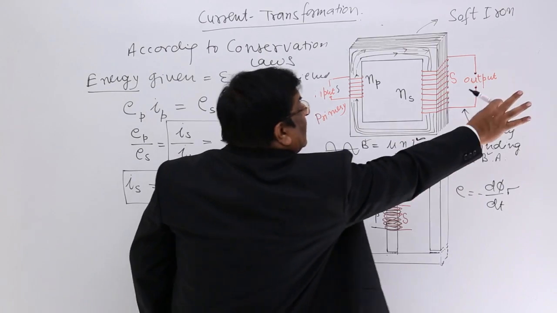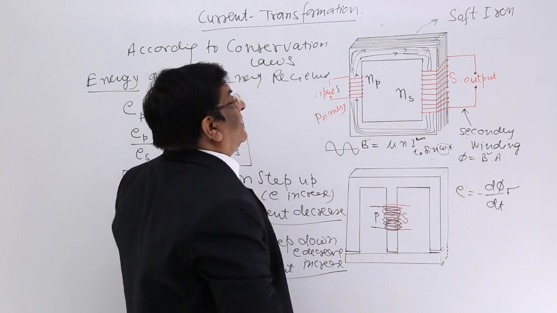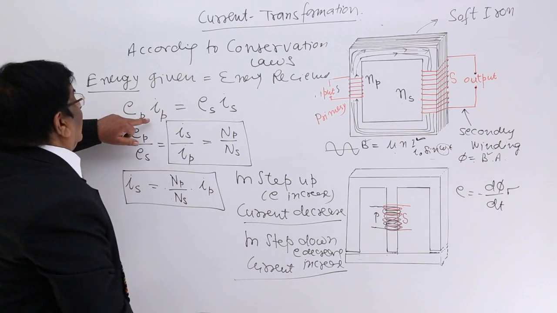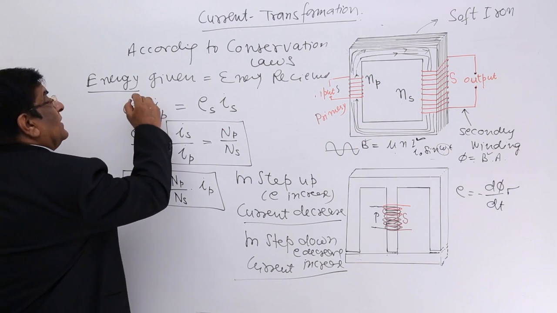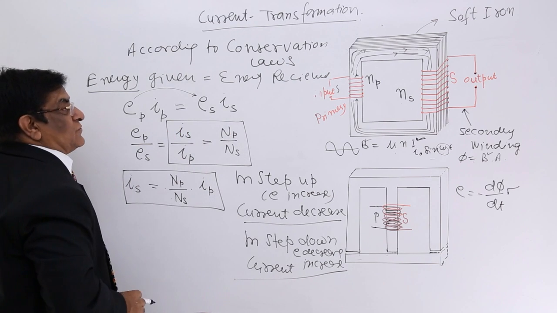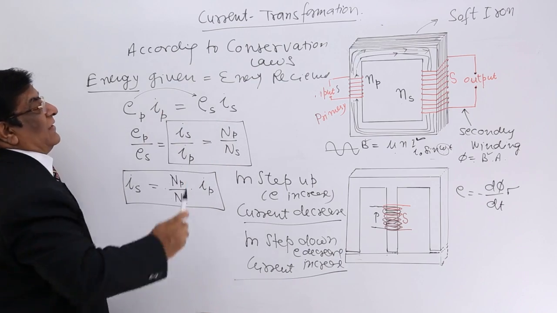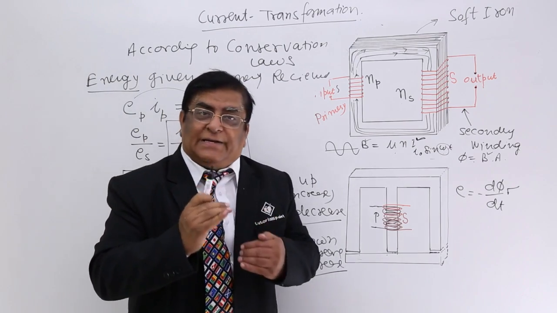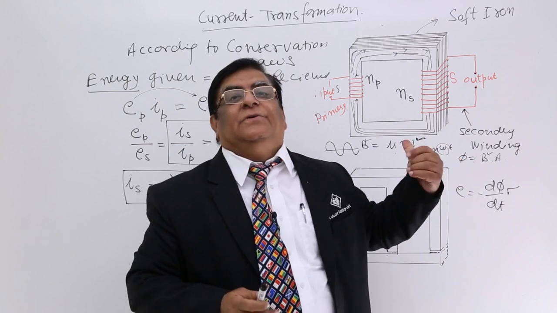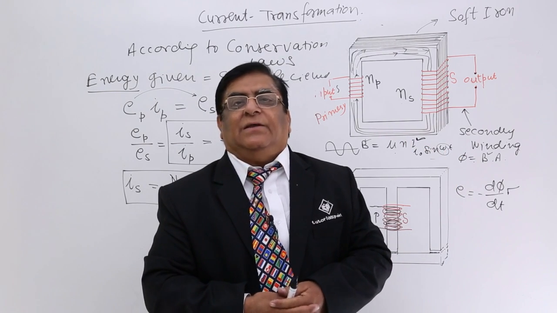If we are giving current from here, this current will be larger. Why? Because we have to maintain energy. If ES becomes larger, then current has to be smaller. If ES becomes smaller, current has to be larger. So the ratio of current is inversely proportional to ratio of EMFs, ratio of voltage. So this is what happens in current.